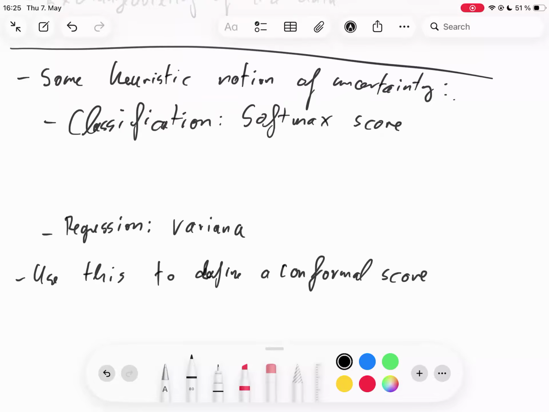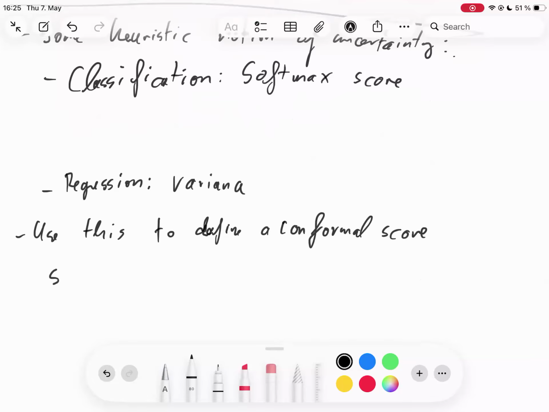And a conformal score we would denote by S of X and Y, and this will be a real number, and it measures how badly the output Y conforms to X. So we could also call this a non-conformity score, because we say how badly the output conforms to X. So large values of the score are less likely. So we could rather think about this as a non-conformity score.